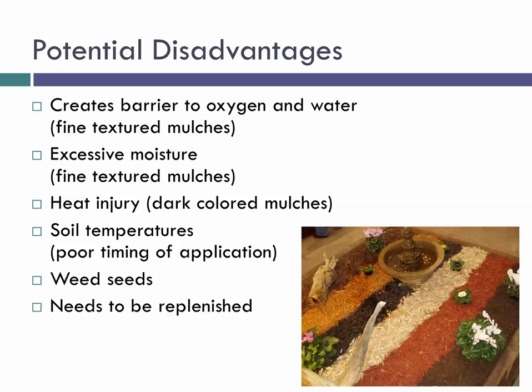Disadvantages, though. If you use a fine textured mulch, like grass clippings or finely shredded leaves or sawdust or stuff like that, it can get so compacted that it creates a barrier that makes it difficult for air and water to move in and out of the soil. And it could mean either trapping too much moisture or preventing oxygen from getting to the roots.